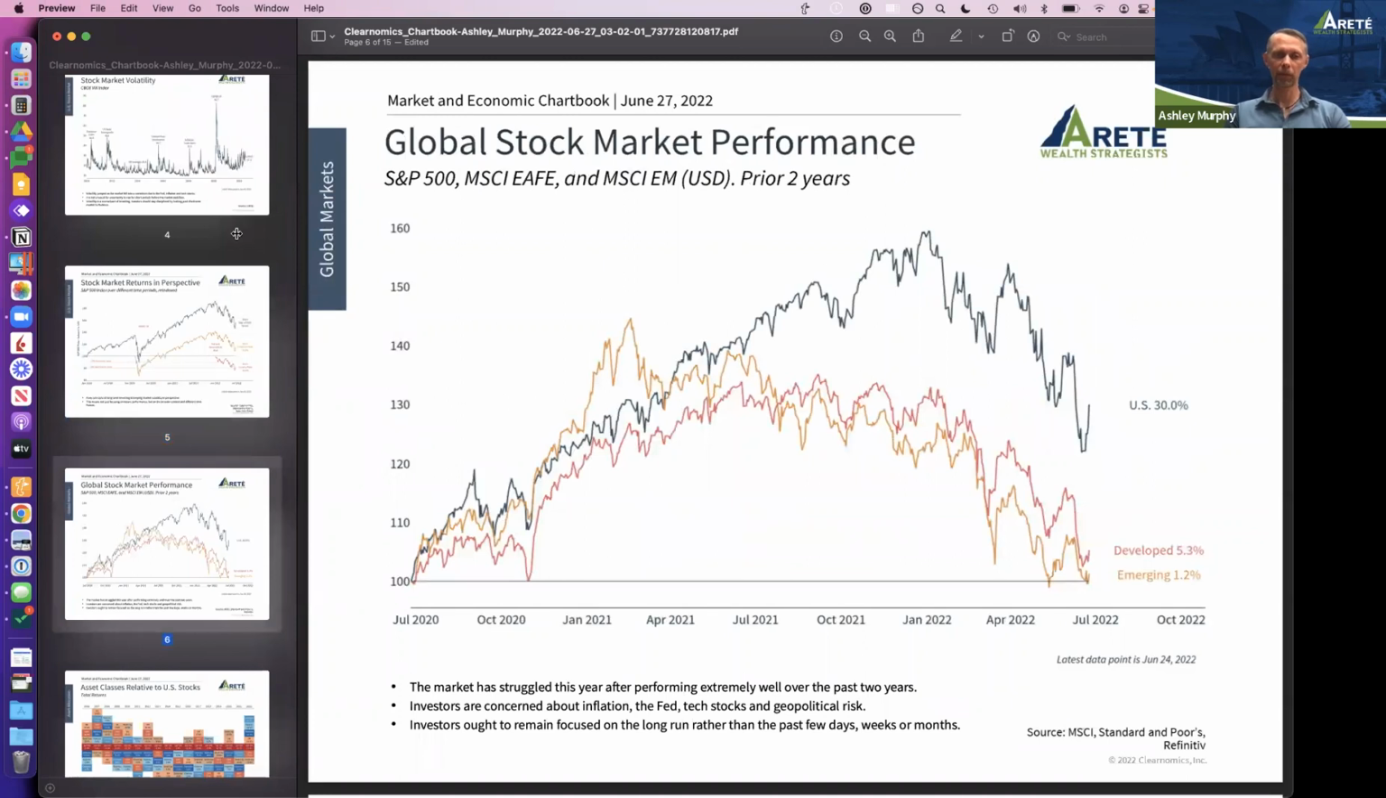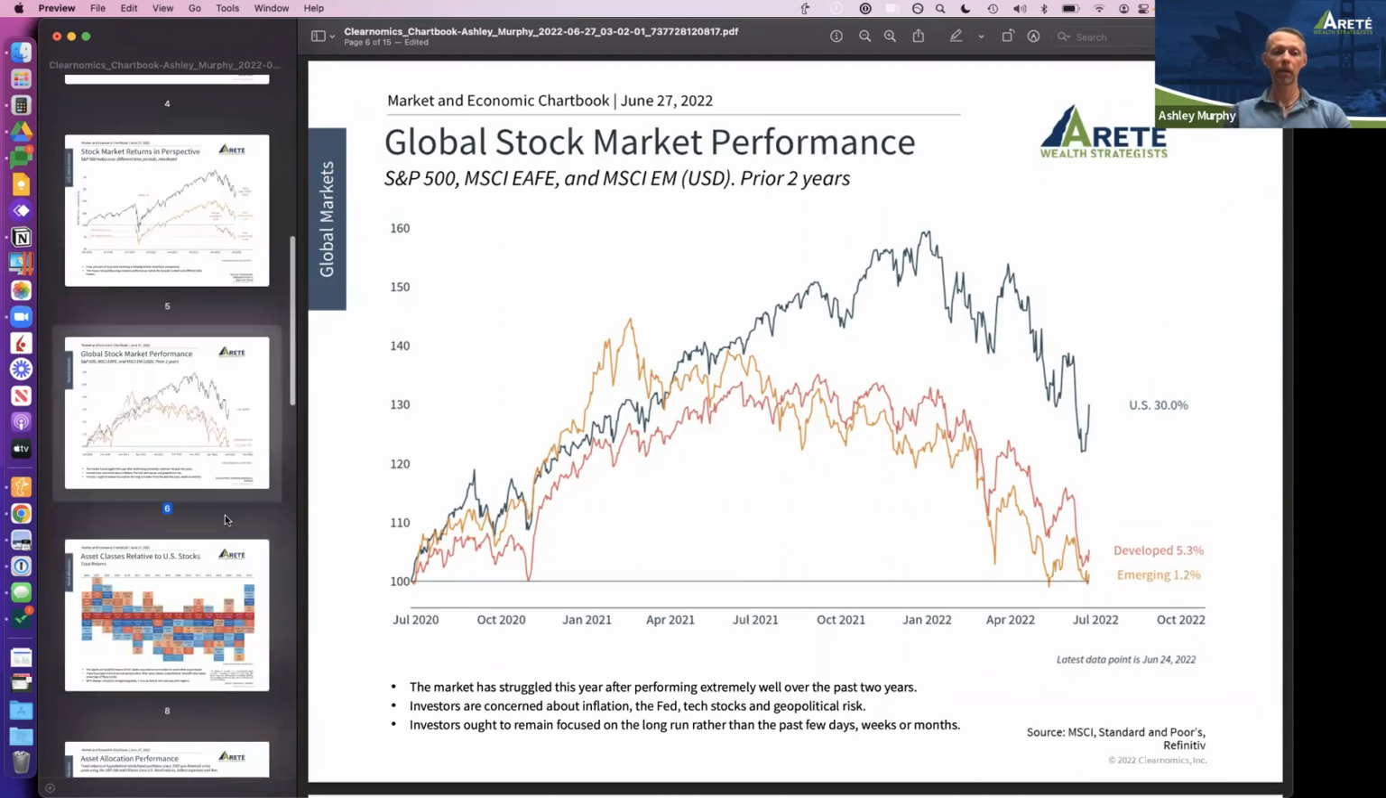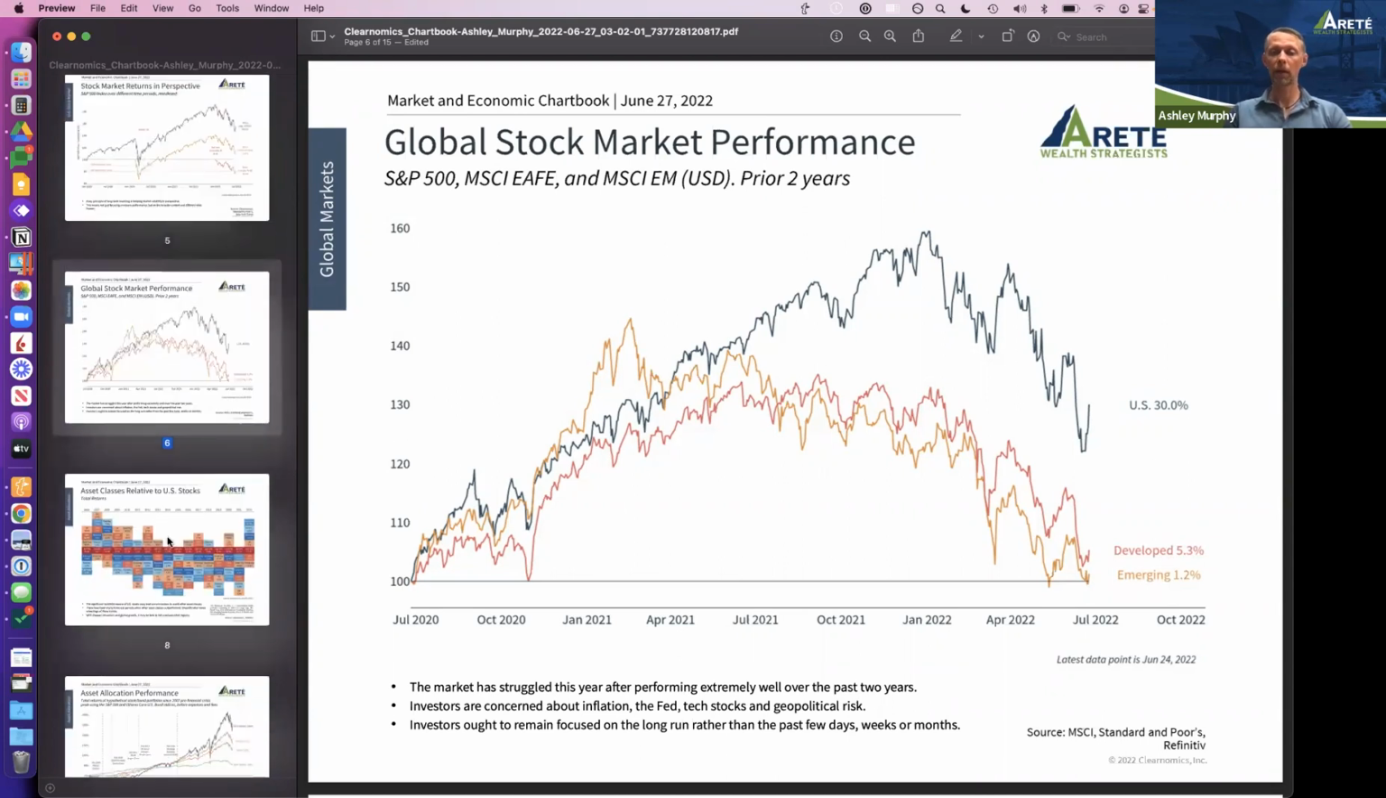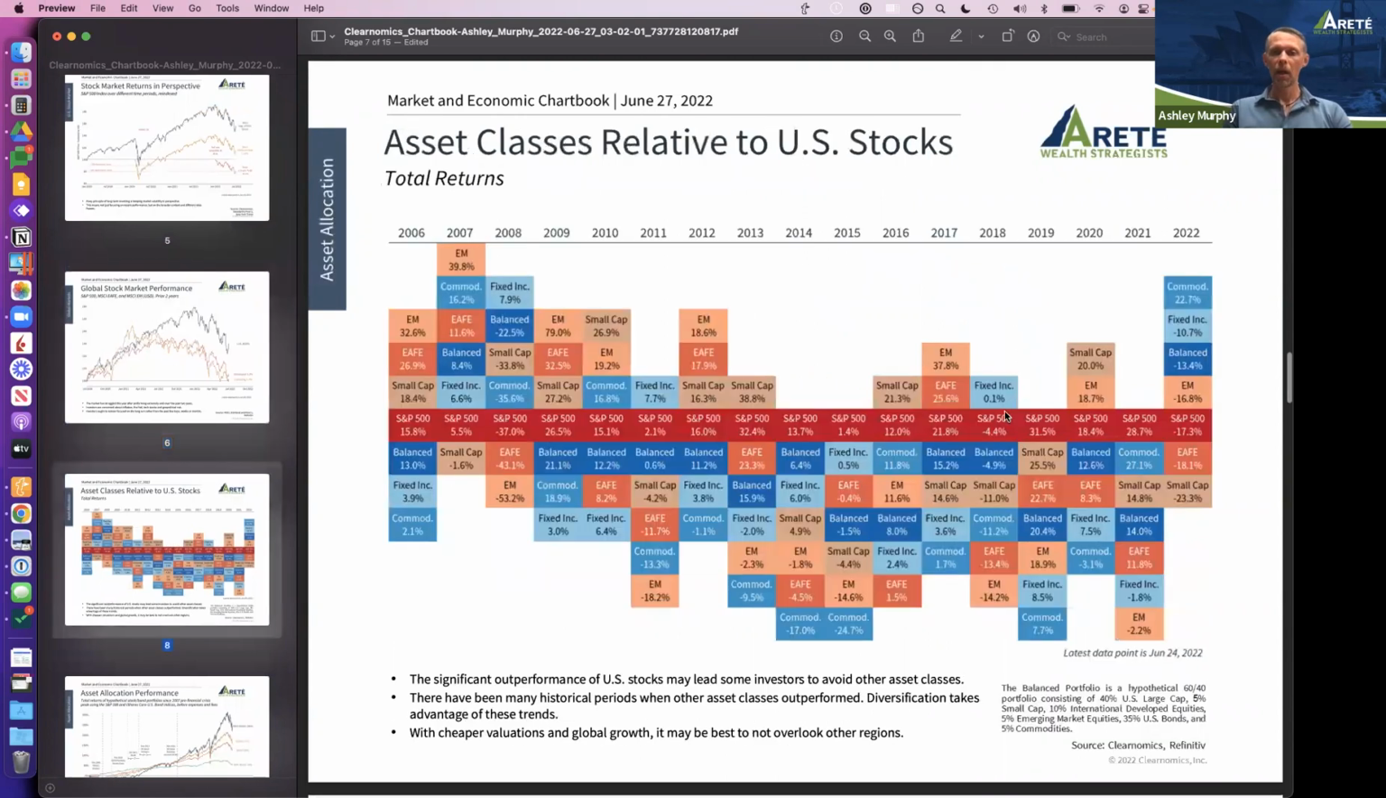Global stock market performance over similar periods of time, over the prior 2 years. The US has done a lot better than the rest of the world, where you see developed markets, even over that 2-year period, are only up 5.3%, and emerging markets up 1.2%. There is a silver lining on this cloud, though, that we'll see a little bit later, with expected returns having been boosted significantly as a result of these declines.